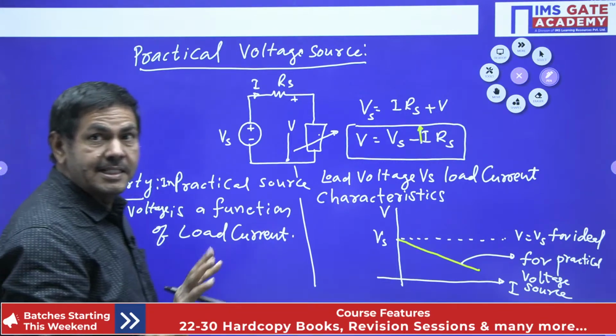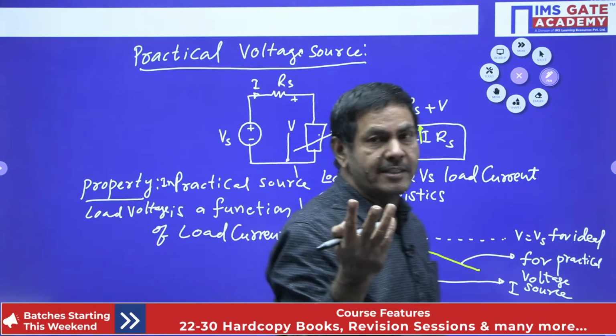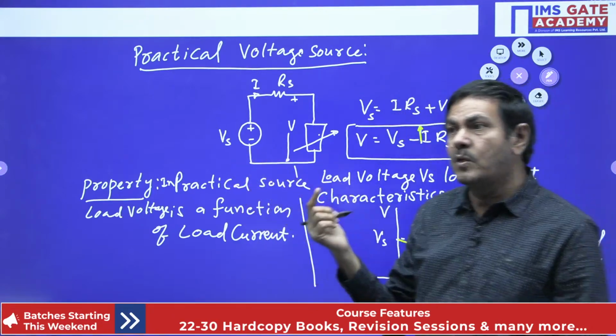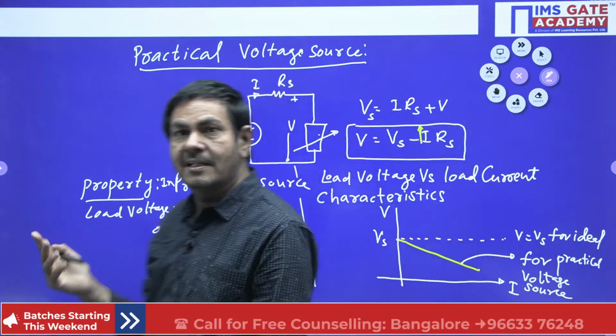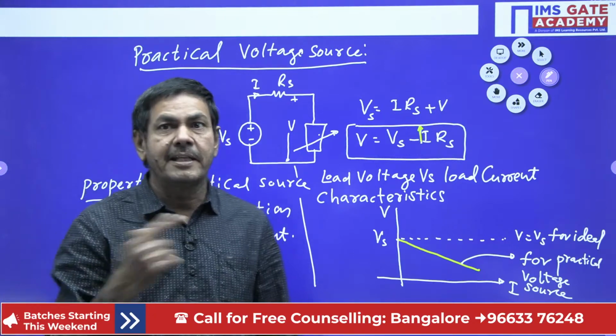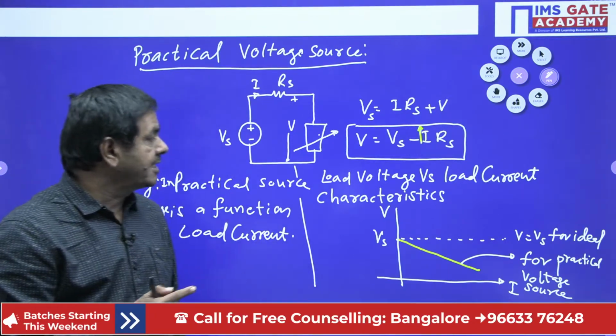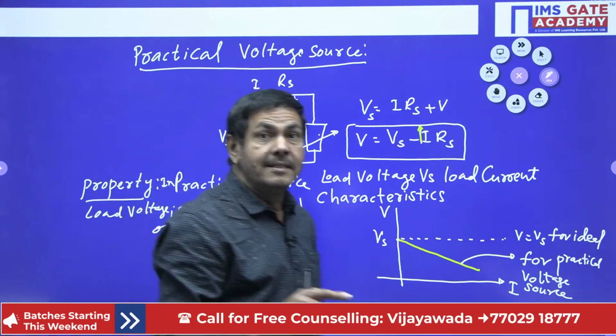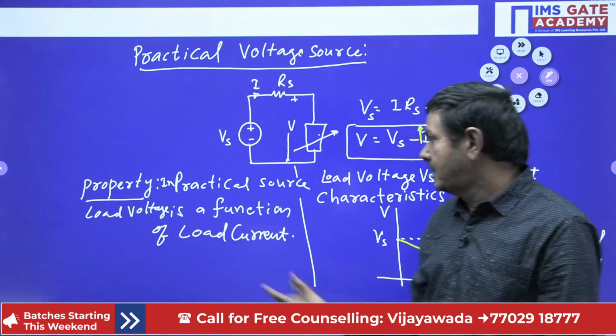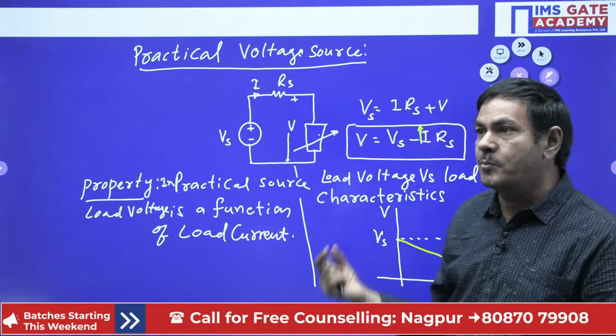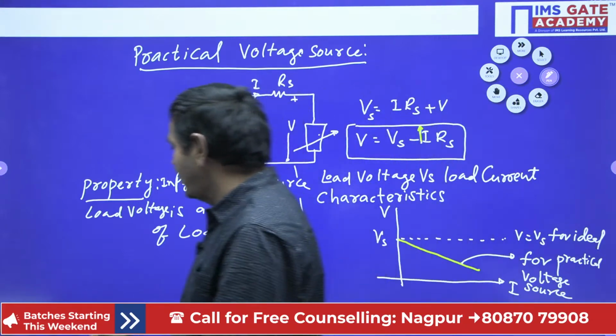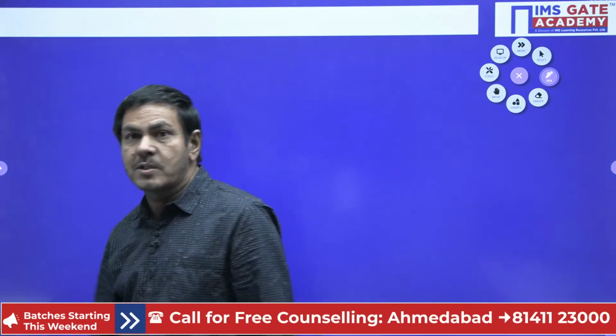In the ideal case, it is not a function. It is not dependent. It is independent. Load voltage is independent of what now? Current only. But in the practical case, if a practical voltage source is taken, load voltage is dependent on what? Load current only. These 2 points are very, very important. Understand now. These are the voltage sources possible.